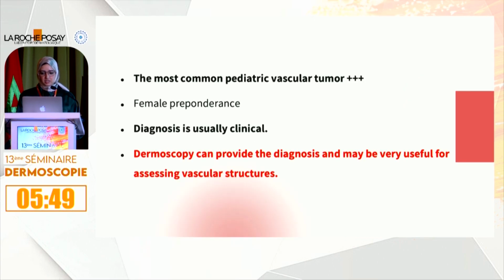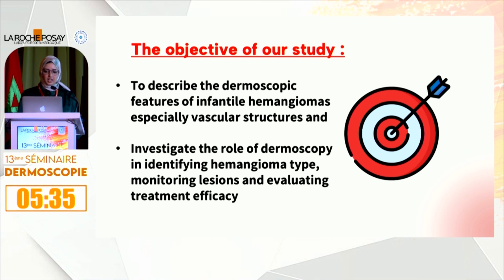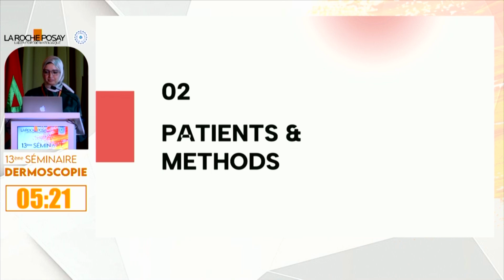As an introduction, infantile hemangioma is the most common pediatric vascular tumor. It has a female preponderance. Diagnosis is usually clinical, but dermoscopy can provide the diagnosis and may be very useful for assessing vascular structures. The aim of our work was to describe the dermoscopy features of infantile hemangiomas and to investigate the role of dermoscopy in identifying hemangioma type, monitoring lesions, and evaluating treatment efficacy.